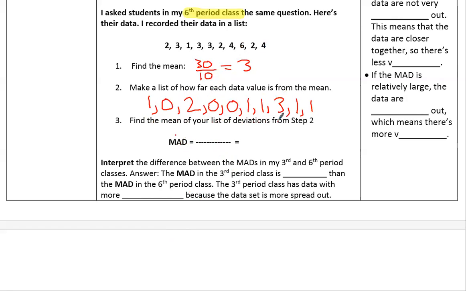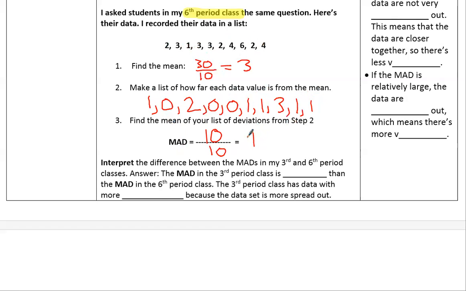Find the mean of your list of deviations in step 2. So the MAD. 1 plus 0 is 1, plus 2 is 3, plus 0 is 3, plus 1 is 4, plus 1 is 5, plus 3 is 8, plus 1 is 9, plus 1 is 10. Woohoo! 10 divided by, how many data values are there? 3, 6, 9, 10. What?